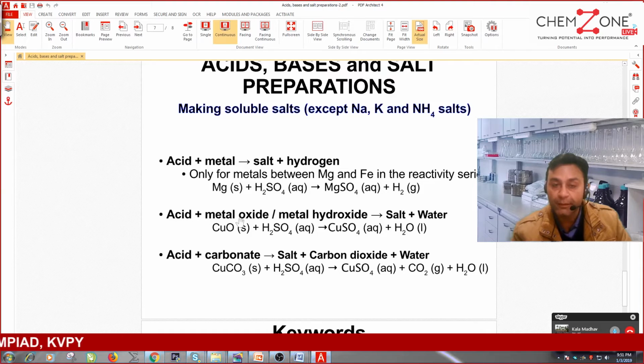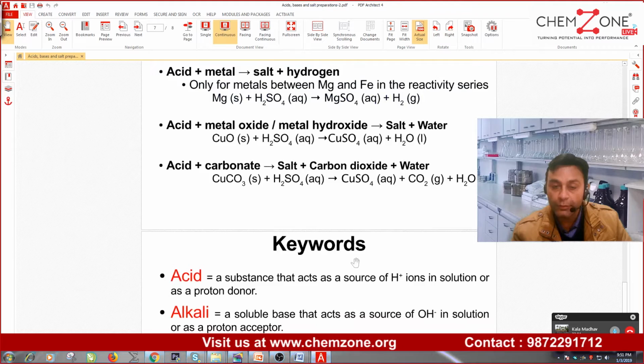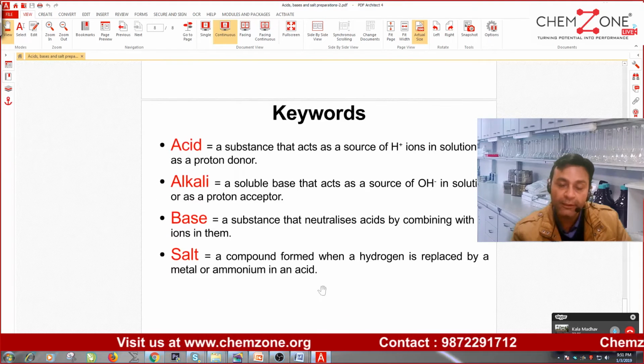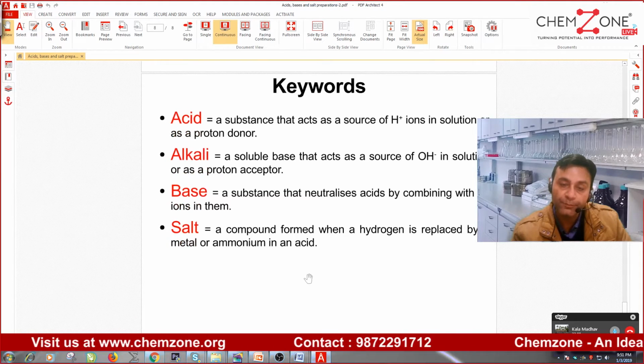Acid plus metal oxide forms salt and water. So it will form copper sulfate and water. Acid plus carbonate forms salt, carbon dioxide and water. So again the same keywords, I think very clear now.